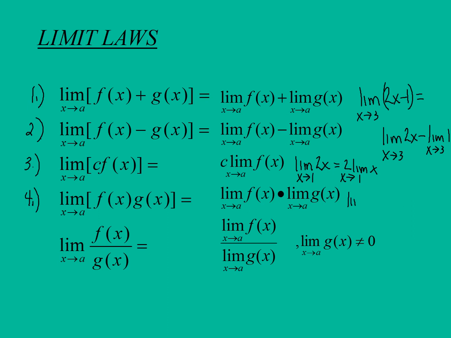Number 4, if we had something like the limit of e to the x times the sine of x, we could take these limits separately. We could take the limit of e to the x times the limit of the sine of x as x approaches 1.